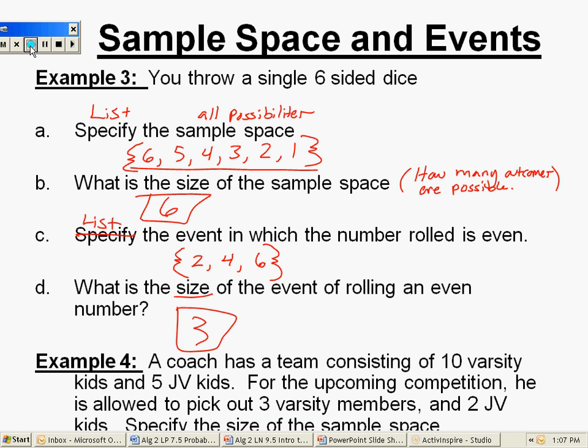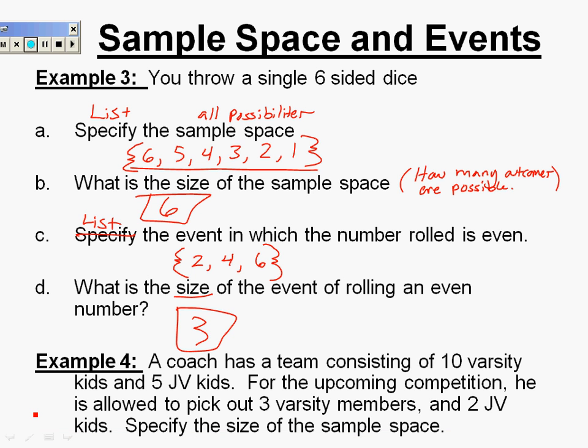All right, a coach has a team consisting of 10 varsity kids and 5 JV kids. For the upcoming competition, he's allowed to pick 3 varsity members and 2 JV kids. Specify the size of the sample space. How many different possible outcomes are there? All right?